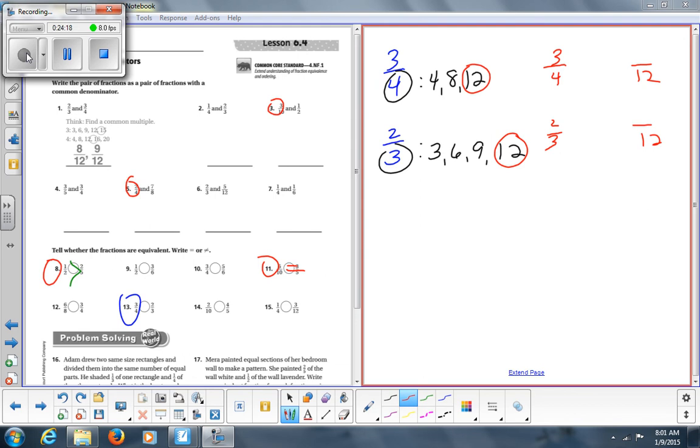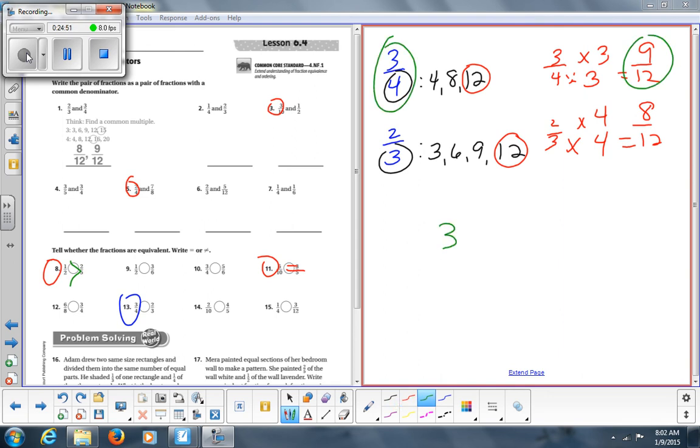All right, where was I? To 12. Okay, 4 times what can get me to 12? Good, 3. And what I do to the bottom, I do to the top. Okay, so it'd be 9/12. And 3 times what can get me to 12? 4. And what do I do to the bottom? I've got to do to the top. 2 times 4 is 8. Okay, so which is bigger? I have 9 and I have 8. Okay, 9 is bigger. Therefore, 3/4 is bigger.